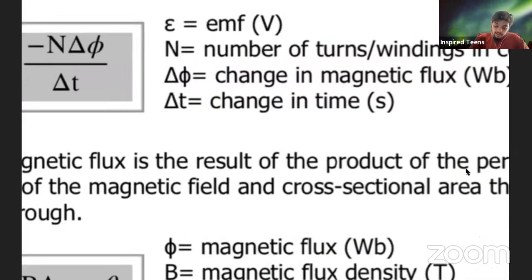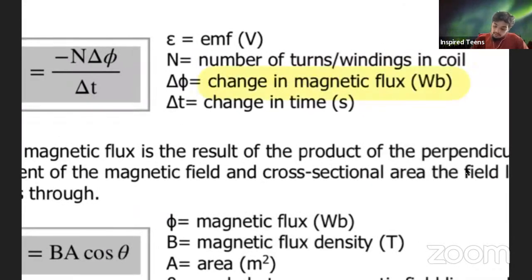This is one of the Greek letters. It is pronounced as phi. So delta phi is change in magnetic flux, and delta T is change in time in seconds. Voltage, the unit for magnetic flux, I forget exactly. We'll just call it WB for now, like Weber or something. But yeah, WB. And then time in seconds.